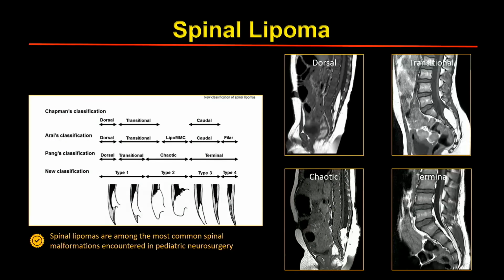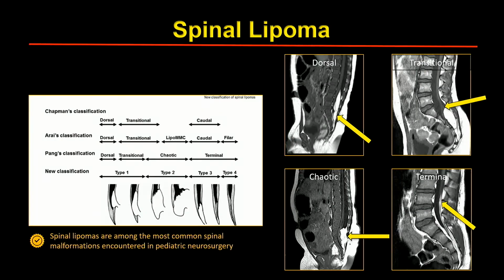Of which Pang's classification was the first to introduce embryologic perspective into the classification of spinal lipoma. And they divided lipomas into four types. The dorsal type, basically where the lipomatous component is dorsal to the distal cord and the conus is relatively normally formed. The transitional type, where the lipoma is dorsal but definitely inferior to the conus, and conus may or may not be normally formed. The chaotic type, where the conus is not normally formed and the entire nerve roots are completely entangled with the lipoma, so it's a big chaos happening. And then the terminal type, where everything is normally formed, the conus is normal, the distal cord is normal, and the patients only have filum terminale lipoma. So this is Pang's classification.